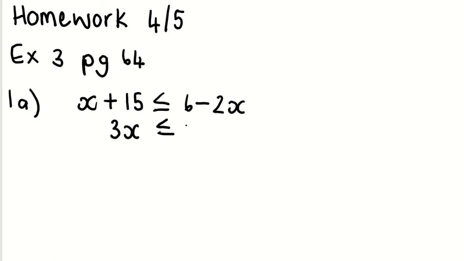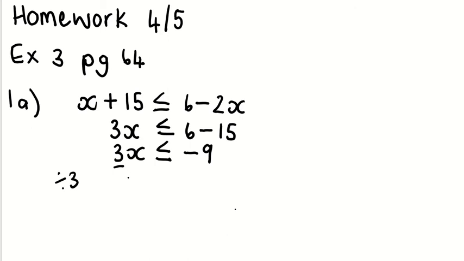Okay. Dan aan die kant het ons dan mos nou die 6 en ons moet die plus 15 oorvat. So dan is dit minus 15. So then I have 3x smaller or equal to minus 9. Okay. Now to get rid of the 3, I have to divide by 3 everywhere. So what you do on the one side, you have to do on the other side. So then I'm going to have x smaller or equal to minus 3.